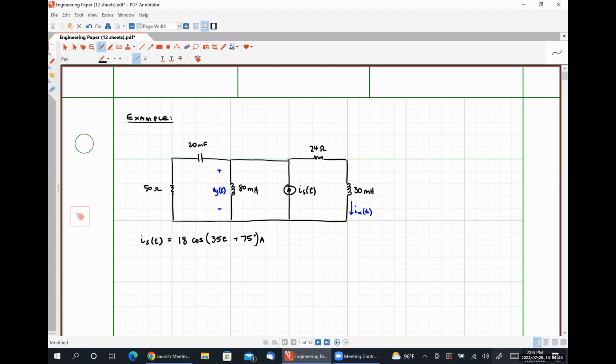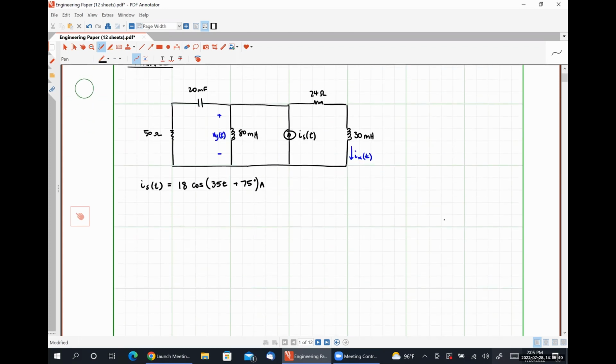All right, so since this circuit is a time domain circuit, we need to convert it into the frequency domain by changing all of our voltages and currents into phasor voltages and currents, and changing all of our resistors, capacitors, and inductors into impedances. Okay. So I typically start with converting all of my voltages and currents into phasors.